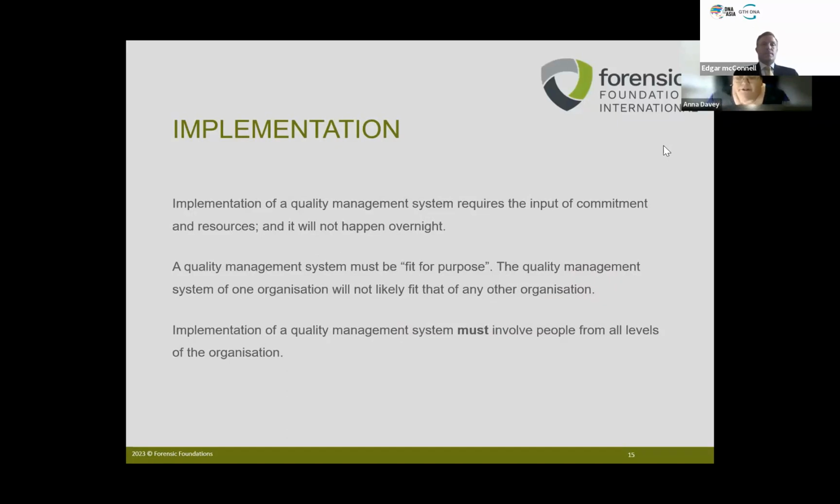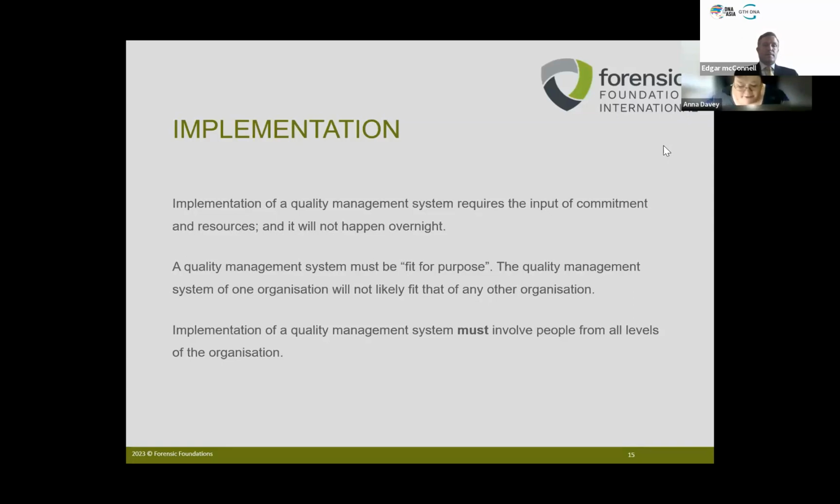And I've said these two things before, but as you can probably gather, I think they're very important. So I'm repeating them. A quality management system must be fit for purpose. The quality management system of one organization is not likely to fit that of another organization. And the implementation of the quality management system must involve people from all levels of an organization.